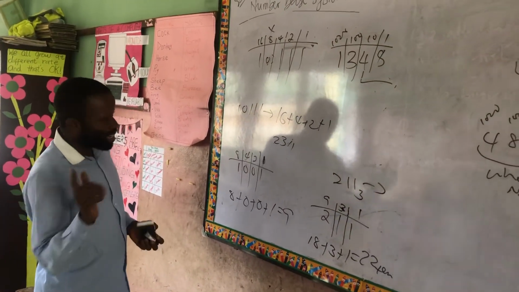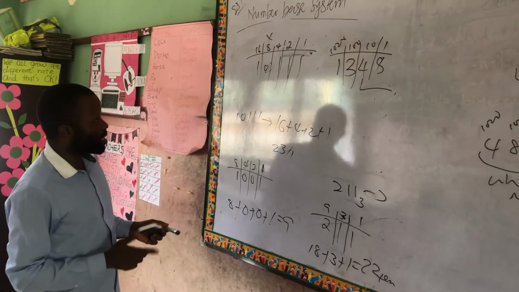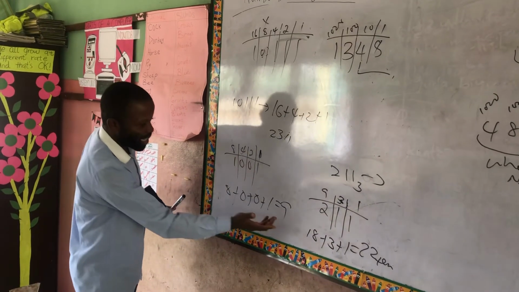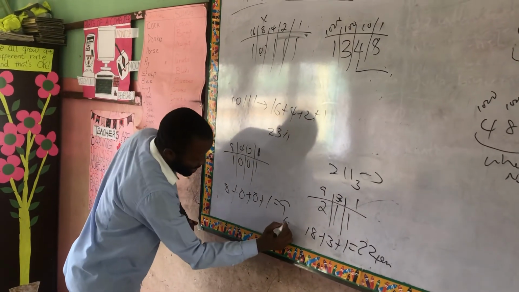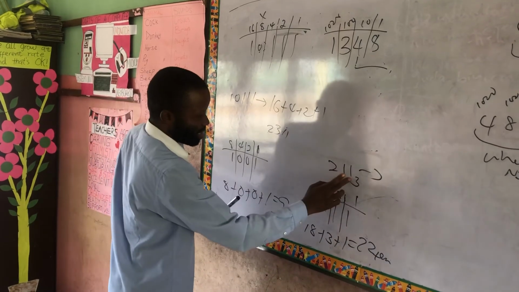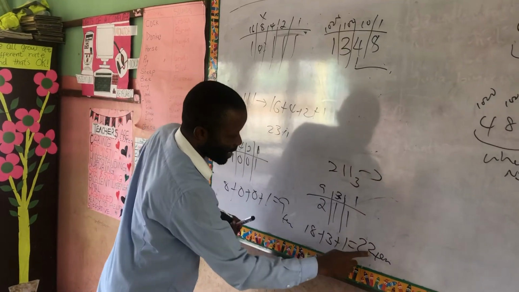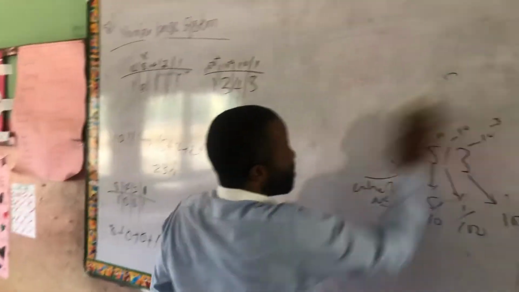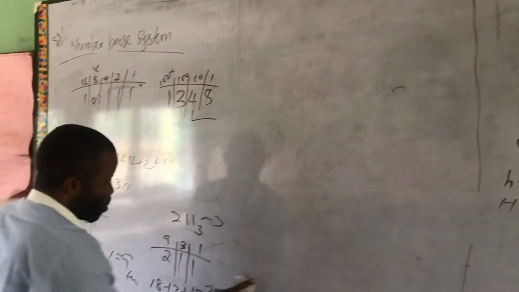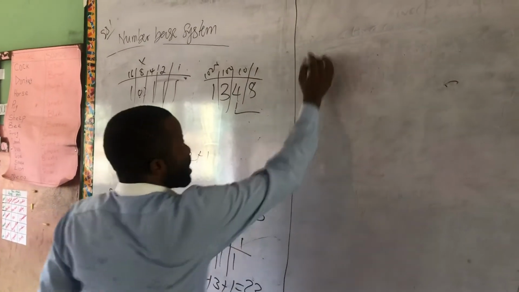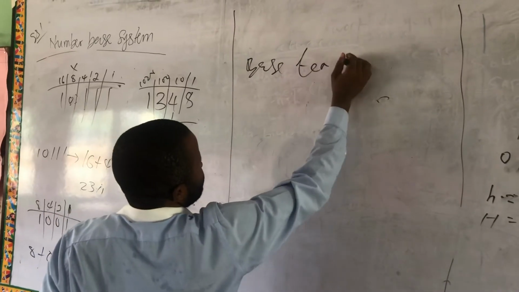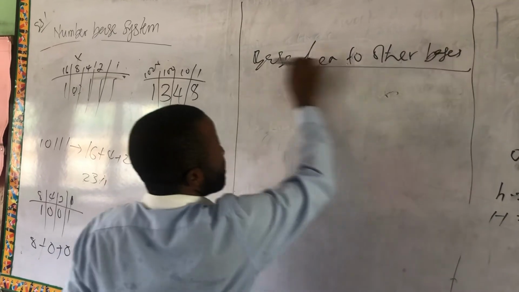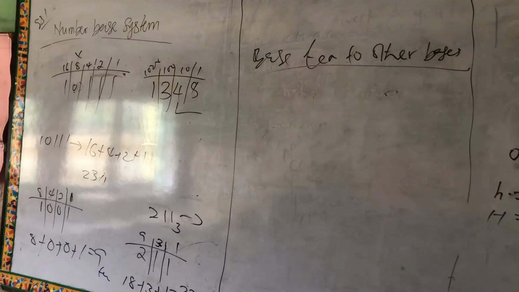But before we end this lesson, let us do the opposite. We have learned how to convert from other bases to base 10. This is base 2, we converted it to base 10. This is 211 in base 3, we converted it to base 10. Now let's see how we convert from base 10 to other bases. Let me just give an example.